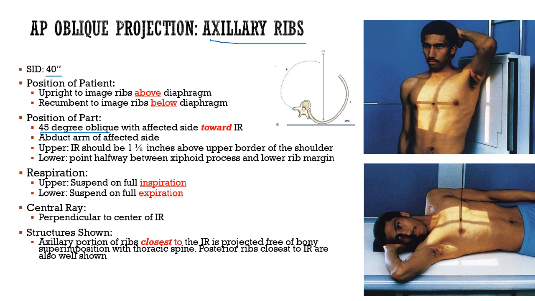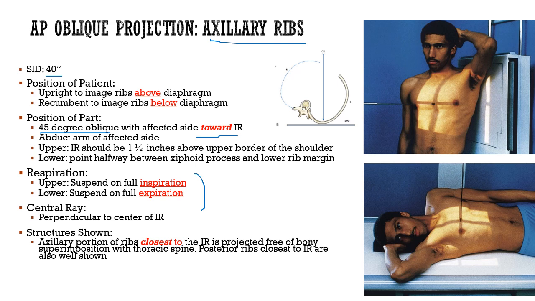45-degree obliques with the side closest to the image receptor, and for the upper ribs, the image receptor should be 1.5 inches above the upper border of the shoulder. For the lower ribs, we want to center to a point between the xiphoid process and the lower rib margin. For upper ribs, we want to suspend on inspiration. For lower ribs, we want to suspend on expiration. And we want the central ray to be perpendicular to the image receptor.